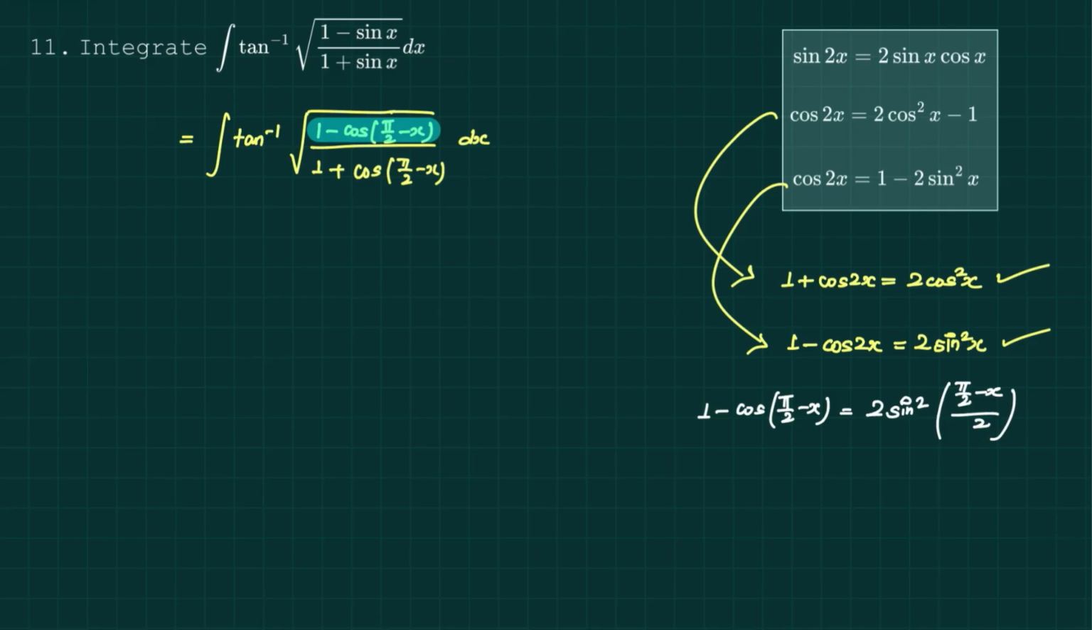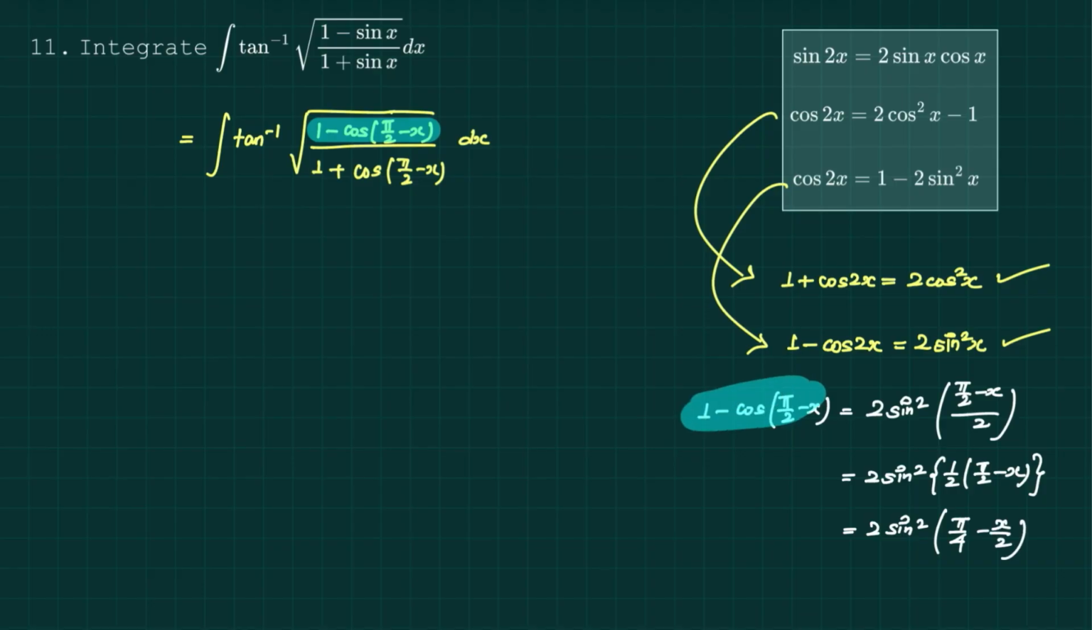If I simplify this, it can be written as 2 sine square of 1 by 2 into (pi by 2 minus x). So this can be written as 2 sine square of (pi by 4 minus x by 2). That means the value of 1 minus cos of (pi by 2 minus x) can be written as 2 sine square of (pi by 4 minus x by 2). So let us write it here.